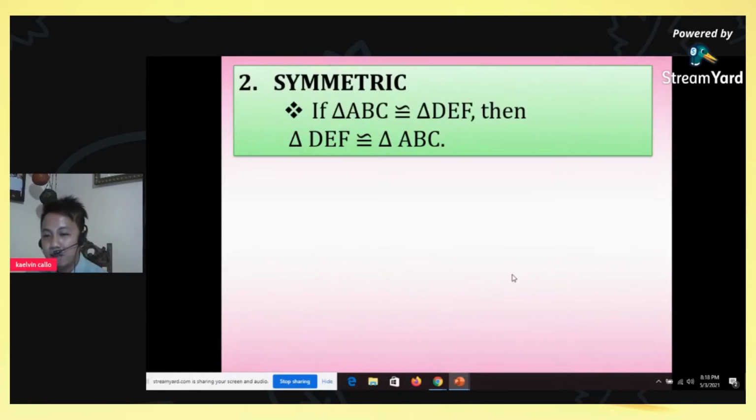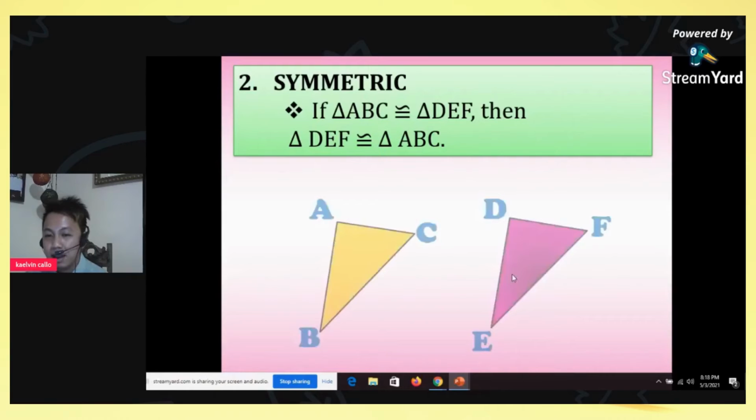Next, symmetry. If triangle ABC is congruent to triangle DEF, then triangle DEF is congruent to triangle ABC. So it's like saying that your A is congruent to B, then B is congruent to A.